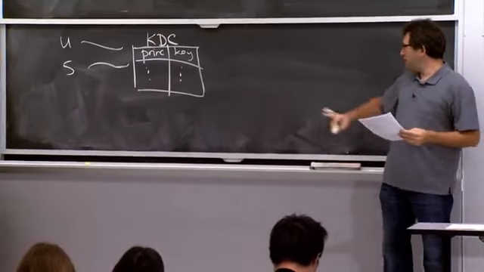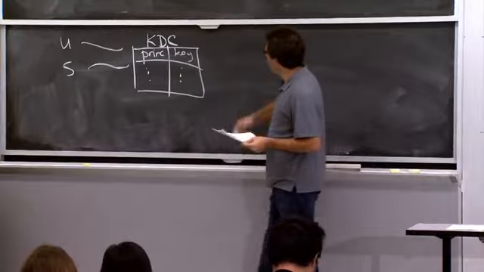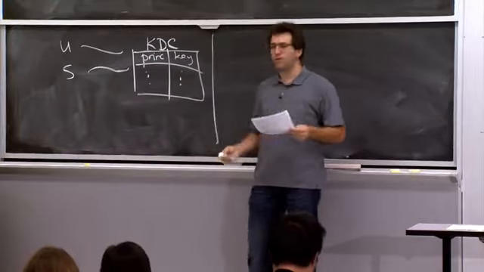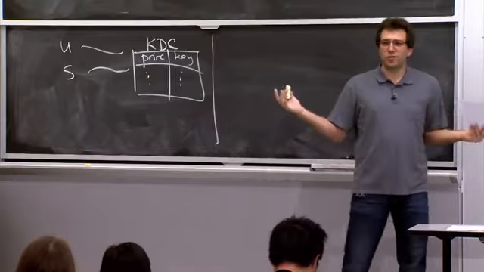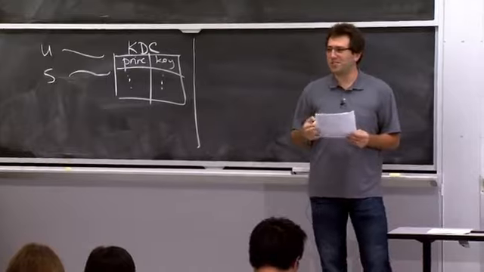So this seems like a reasonably straightforward model. So why do we need something more? Why is Kerberos not enough for the web? Why doesn't the web use just Kerberos for securing all communications?